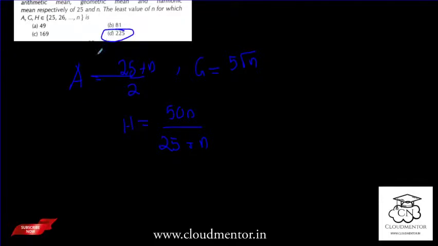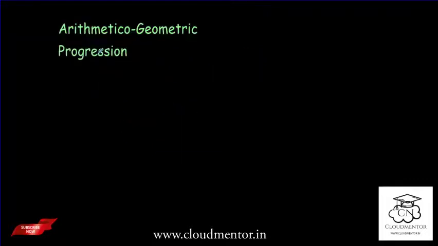Yes. So now let's move to the next topic, that is the arithmetic-geometric progression. A sequence whose each term is obtained by multiplying corresponding terms of an AP and a GP is called an arithmetic-geometric progression. Yes, it is got by multiplying the corresponding terms of AP and GP.